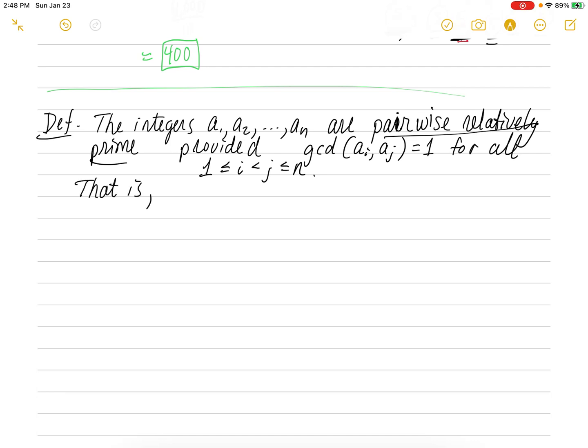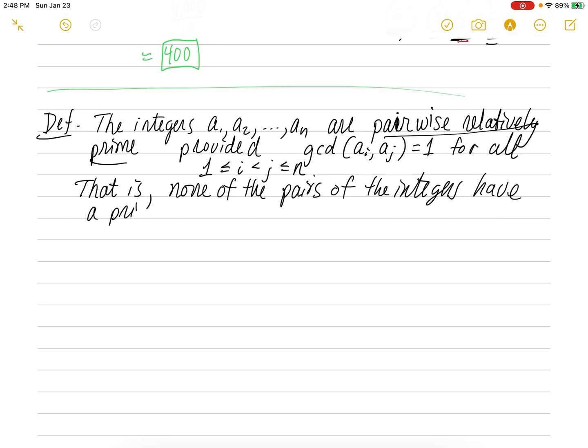So what this is saying is that none of the pairs of the integers have a prime in common. That's what that's saying.